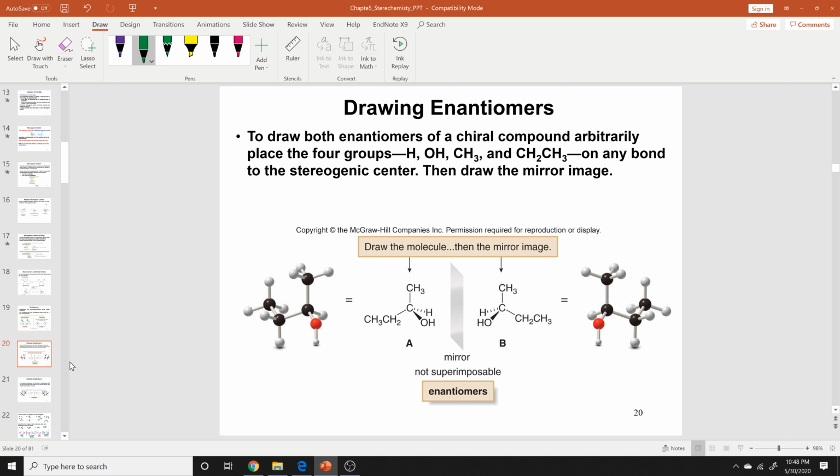So the molecule and the mirror image are non-superimposable. These are enantiomers. No matter how you rotate A, there is no way that A will align with B. If the bonds of A align with bonds of B, then this means that A and B are not mirror images of each other. They are the same. If the bonds align, then the molecule is going to end up being the same. There is no way that they are enantiomers of each other.